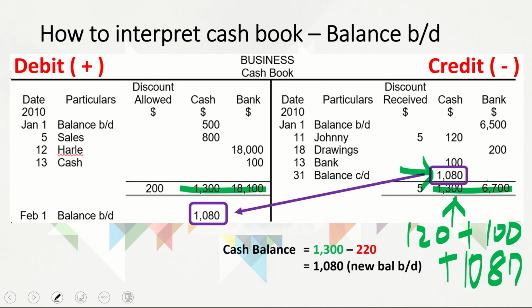$1,080 is therefore your balance brought down, your new balance brought down at the end of January or the beginning of February.